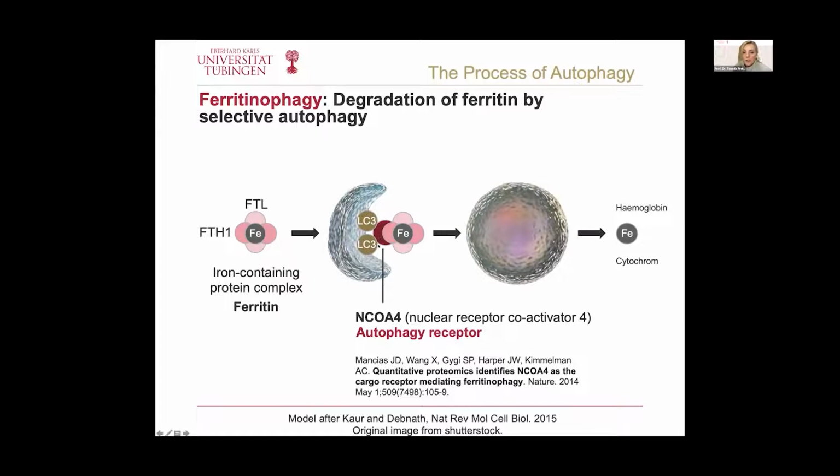So this autophagy receptor communicates with a growing membrane, also called phagophore, whereby the autophagy protein LC3 binds this autophagy receptor, NCOA4, and this one specifically binds to ferritin. And thereby, ferritin is selectively sequestered in the autophagosome and is thereby degraded. So because this is a specialized, selective form of autophagy, it's called ferritinophagy.